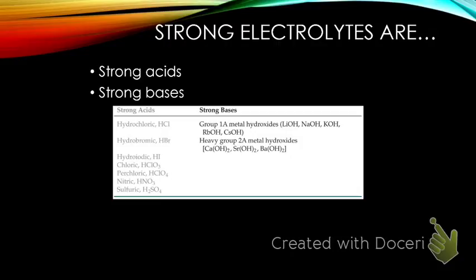Then we have our strong bases. Any of the group 1, that's the first column, metal hydroxides. So lithium, sodium, potassium, rubidium, cesium, and in theory, francium hydroxide. And then the strong bases from calcium on down from group 2, the alkaline earth metals. So calcium hydroxide, strontium hydroxide, and barium hydroxide.